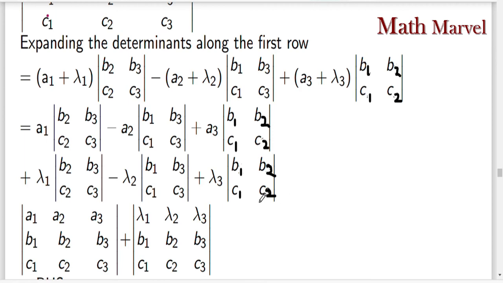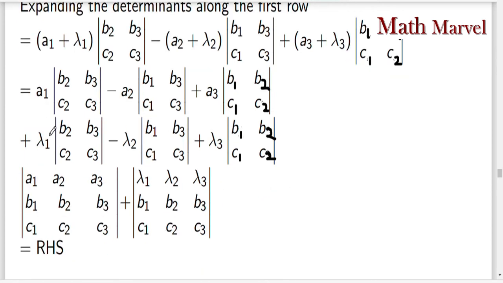Okay. Now after this step, only observe this value. Okay, a1 minus a2 plus a3, this value. So from this value we can write this determinant. This one is nothing but the value of this determinant. Say yes or no.